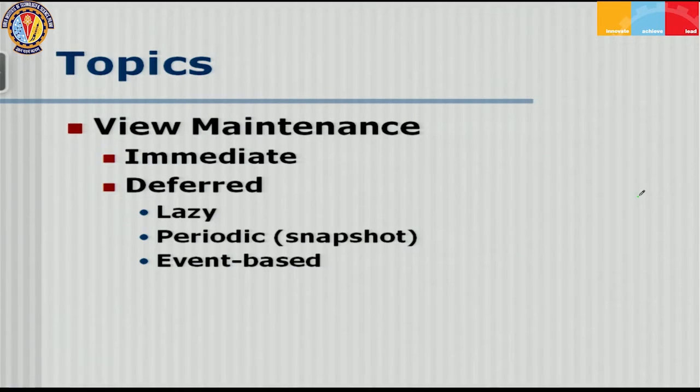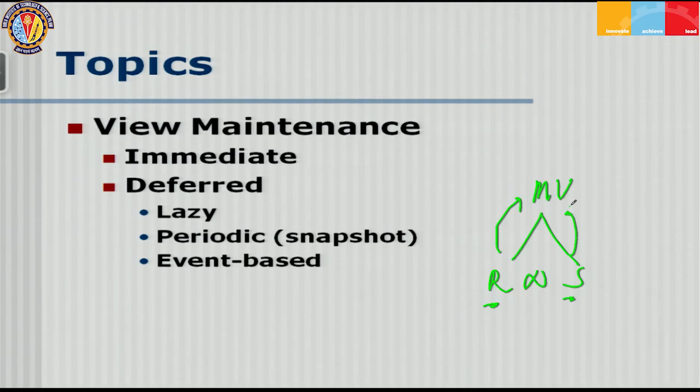So, immediate and deferred. What this means is, say I have a materialized view, which is nothing but a join of the tables R and S. R and S is joined, and the result is materialized in the form of a materialized view. Now, immediate means, as and when there is a change in either R or S, I'm going to update the materialized view immediately. So that is the immediate one.